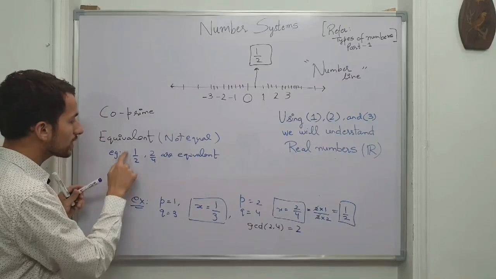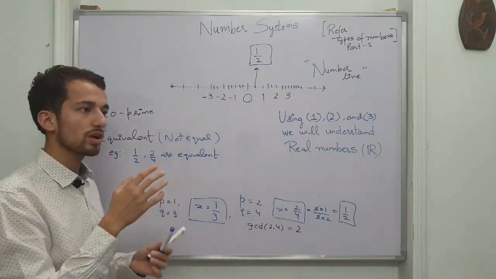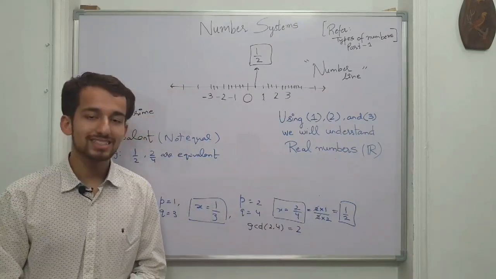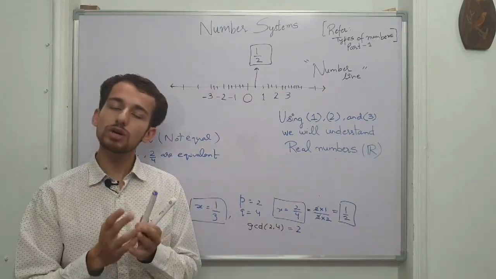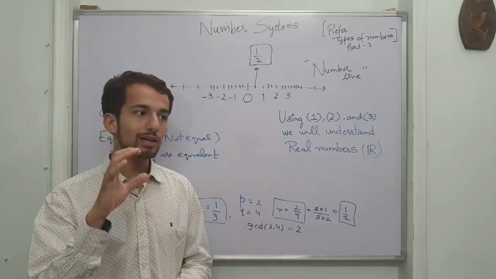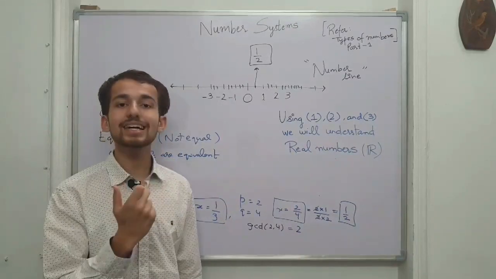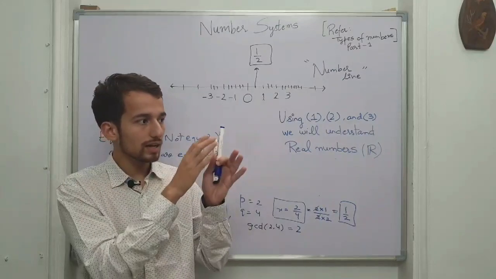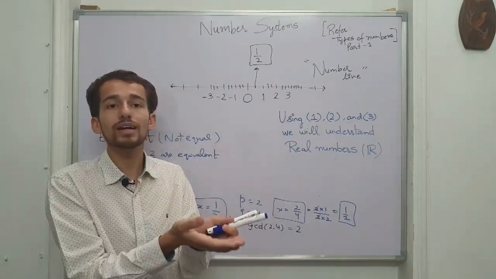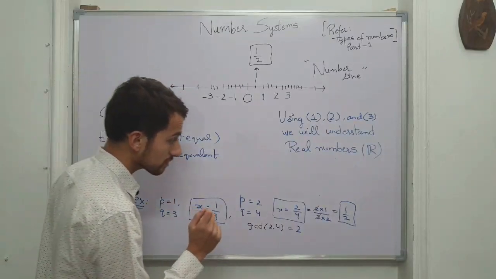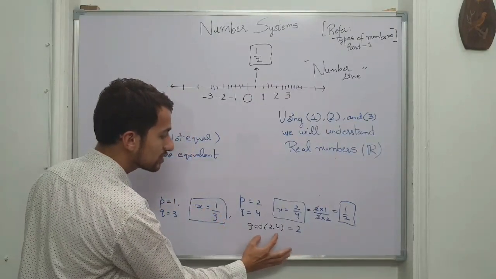So if you now try to find their values, use the ordinary method of division. 1 by 2 will come out to be 0.5, and similarly 2 by 4, if you divide, it is going to again come 0.5. So the values they have are the same, but their representations are different. If you see, both of them look different. So they are equivalent because they have the same value, but they are not equal. Fine. So now this GCD is 2.